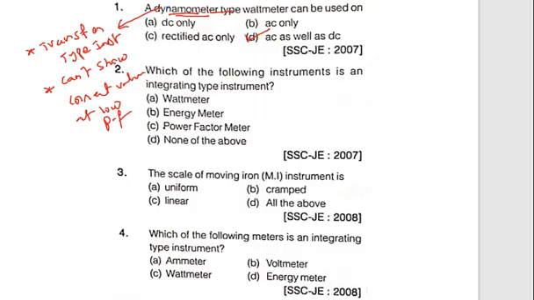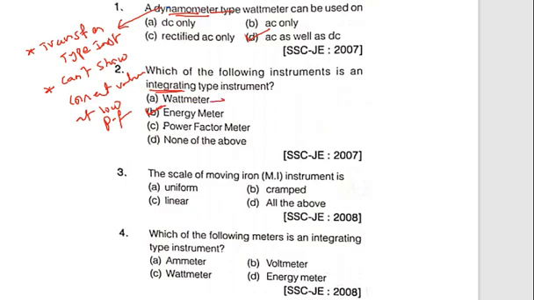And next one, which of the following instrument is an integrating type instrument? Wattmeter, energy meter, power factor meter, none of these. Energy meter is the integrating type instrument.